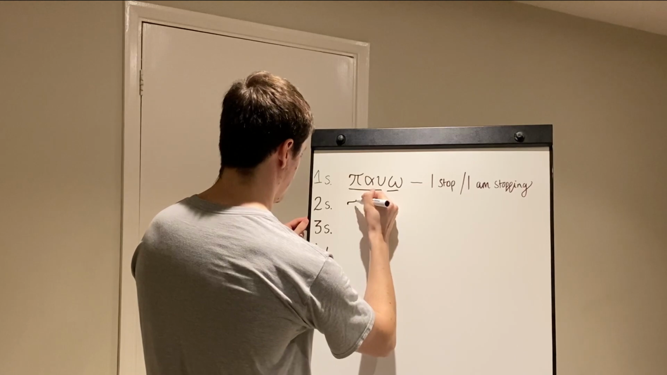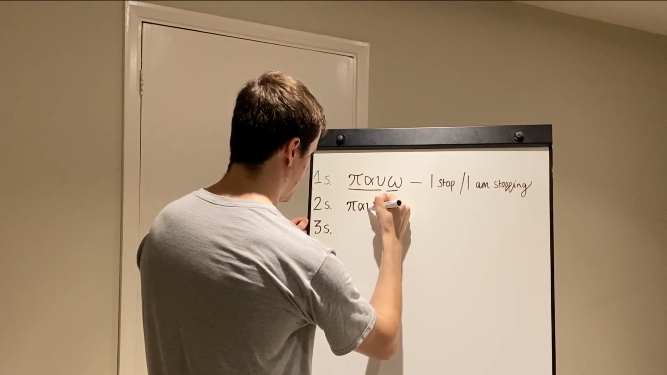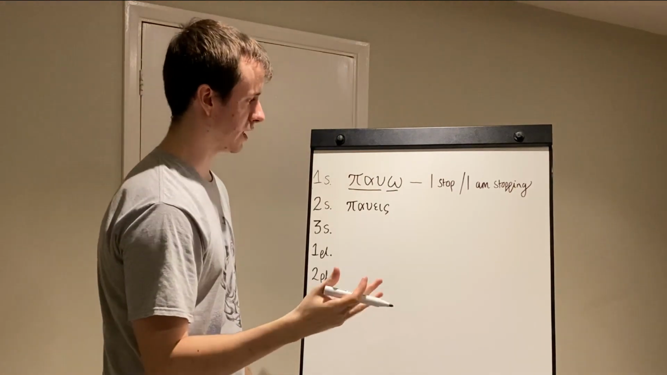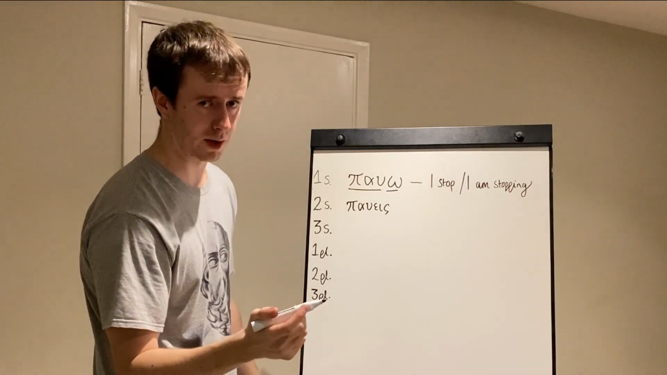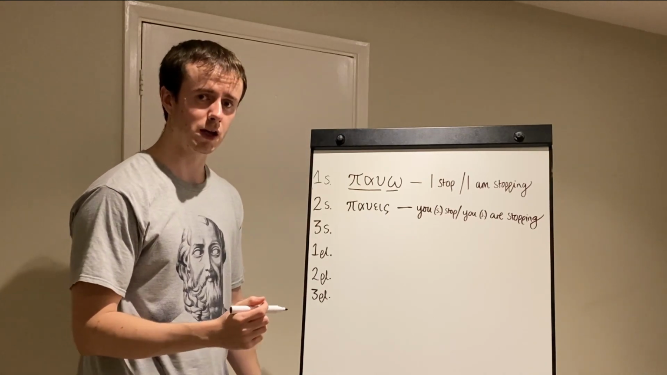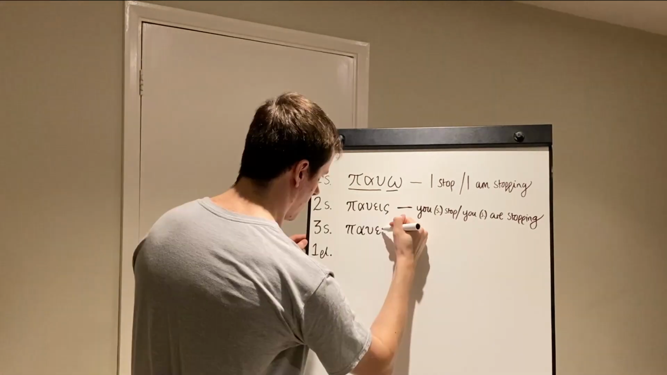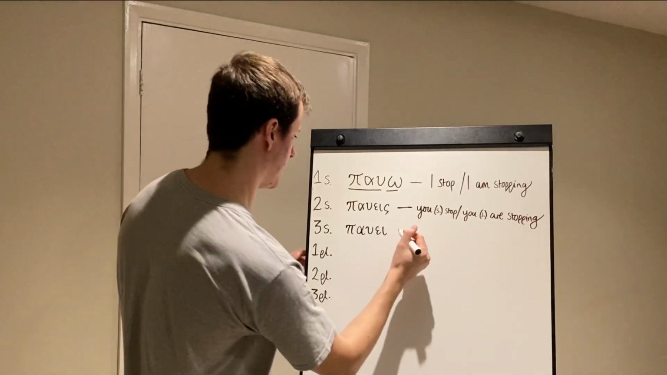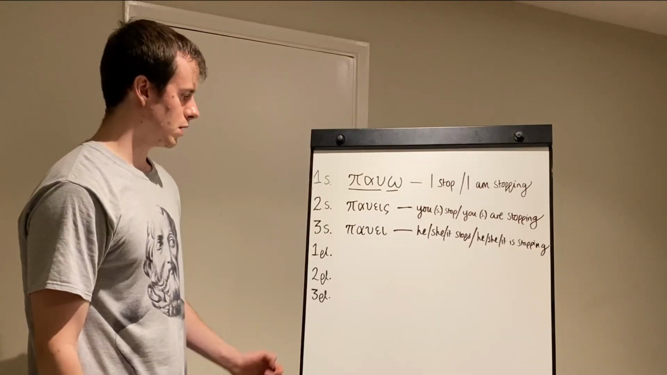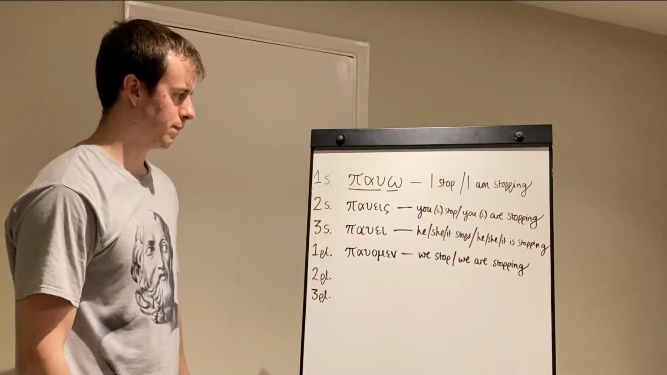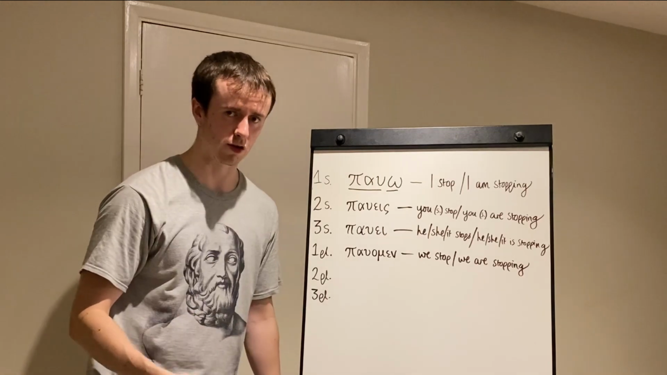The second person singular is pauēis, meaning you singular stop or you singular are stopping. The third person singular form is pauei, and this of course means he, she, it stops or he, she, it is stopping. The first person plural form is pauomen, meaning we stop or we are stopping.